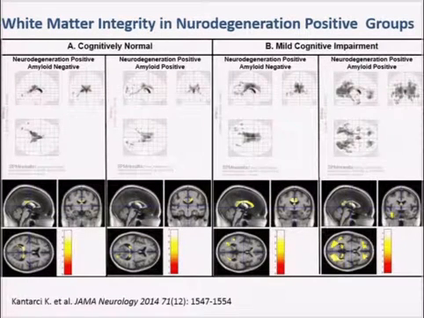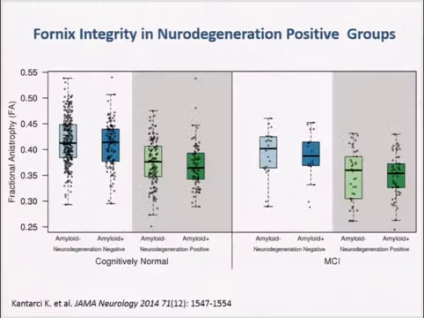Now, in the mild cognitive impairment, we have the neurodegeneration positive and amyloid negative group, still very similar to the pattern we see in cognitively normal individuals, but more extensive, and even more extensive involvement in the MCI patients who are both neurodegeneration positive and amyloid positive. So with additional biomarker positivity, we see the white matter involvement growing.